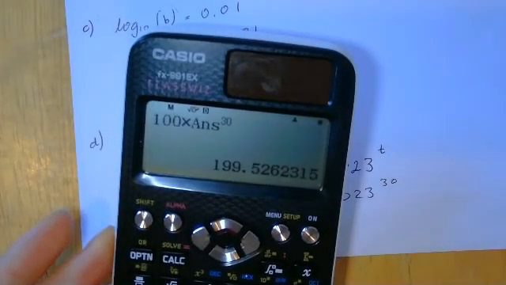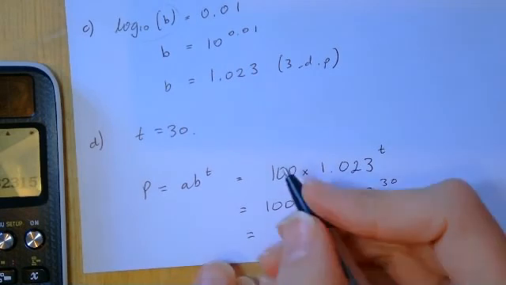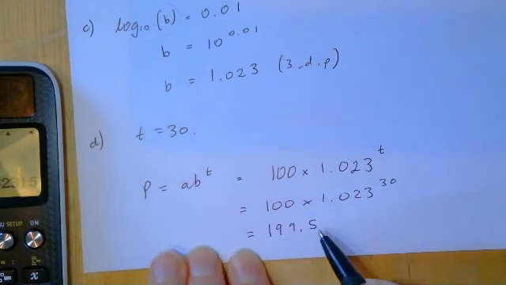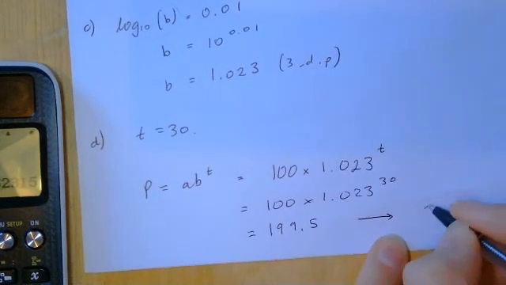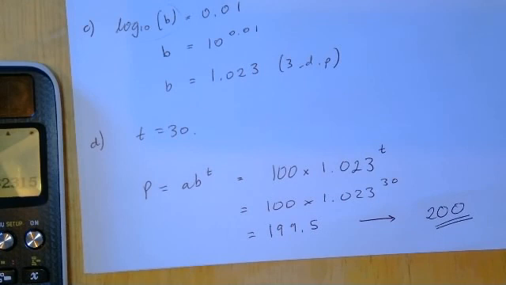So I'll type this in, and I'll show you what my calculator looks like now. My calculator looks like that. I've used the answer to give me the value. I haven't typed in the number. And then find the population predicted. Well, it's 199.5. Half an owl, that seems a bit sad.